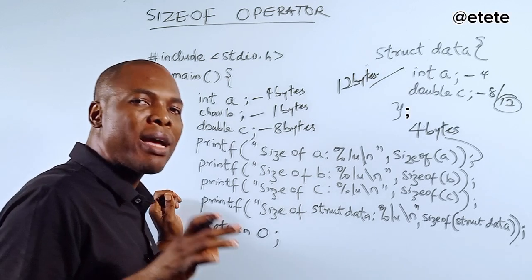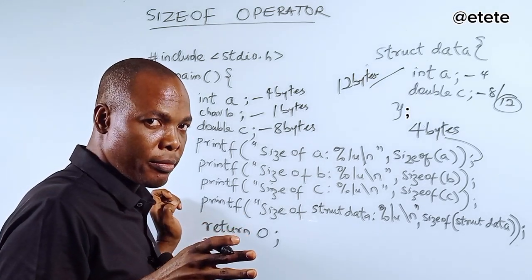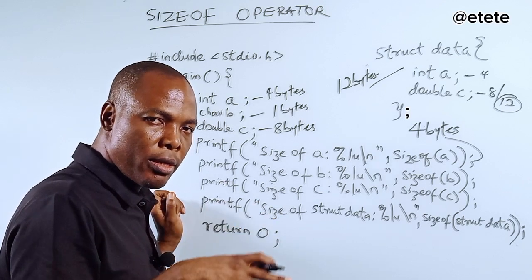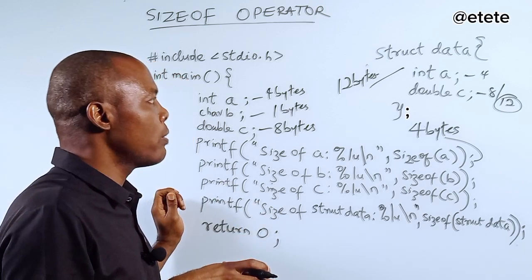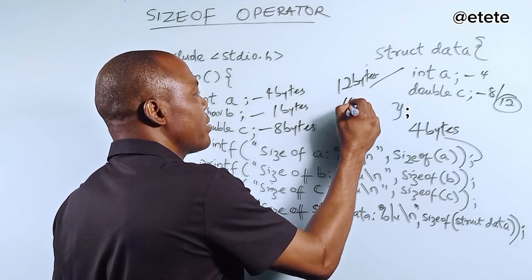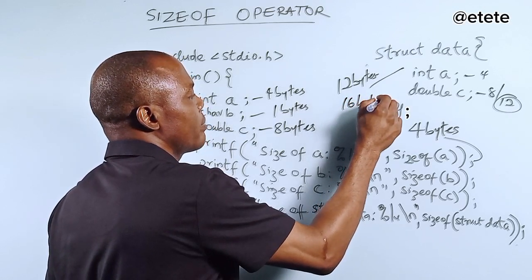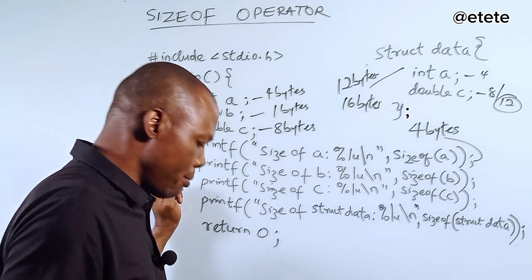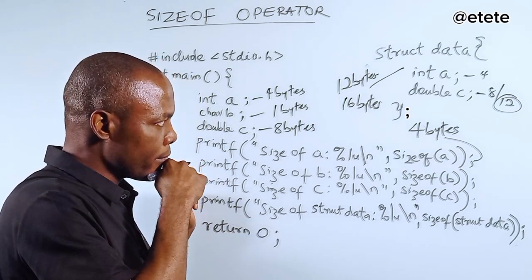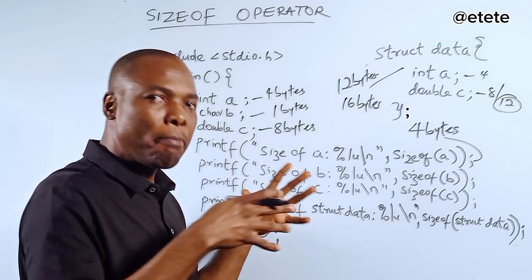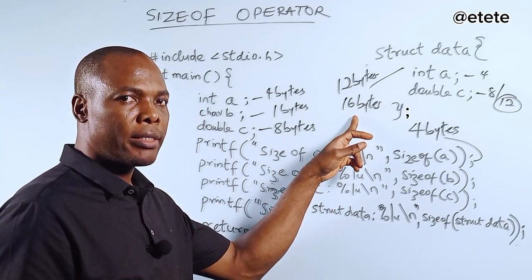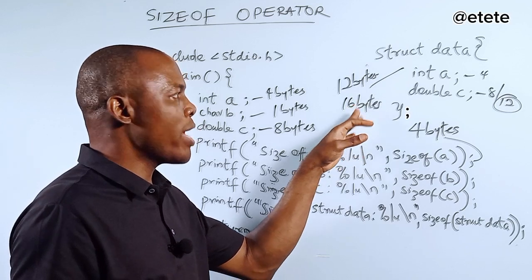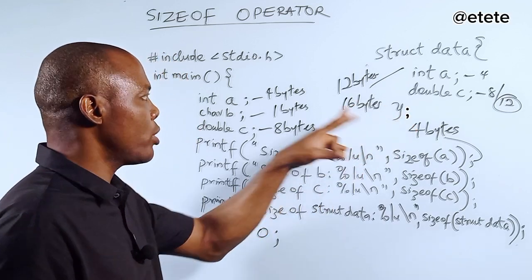But if you run it on my system, which is a 64-bit, depending on how the CPU is structured, this one can give me 16 bytes. It can give me 16 bytes because of memory alignment and padding. That is a completely different class, but I'm just going to explain to you why that will be so in this class. Let me just explain.